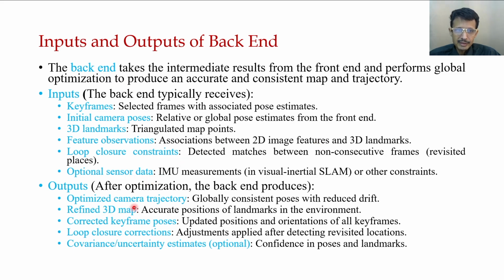What does it output? Optimized camera trajectory, the globally consistent poses with reduced drift. Refined 3D map, accurate landmark positions in the environment. Corrected keyframe poses, the position and orientation of all keyframes. Loop closure correction, adjustment after a revisited location is detected. And covariance or uncertainty estimates, the confidence in poses and landmarks. So these are the outputs, and based on this.